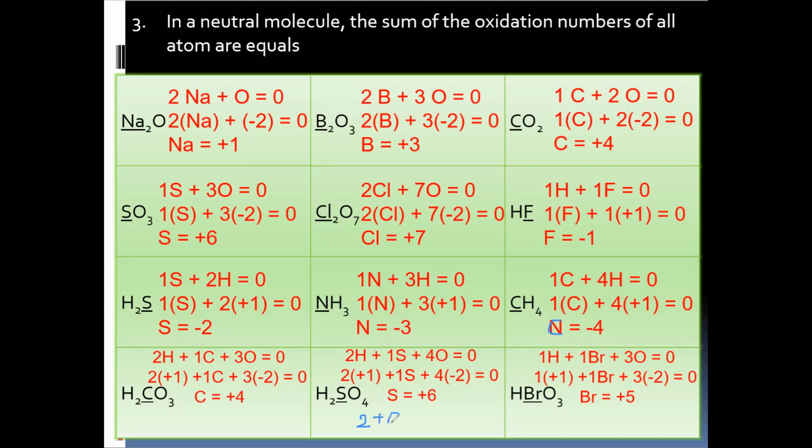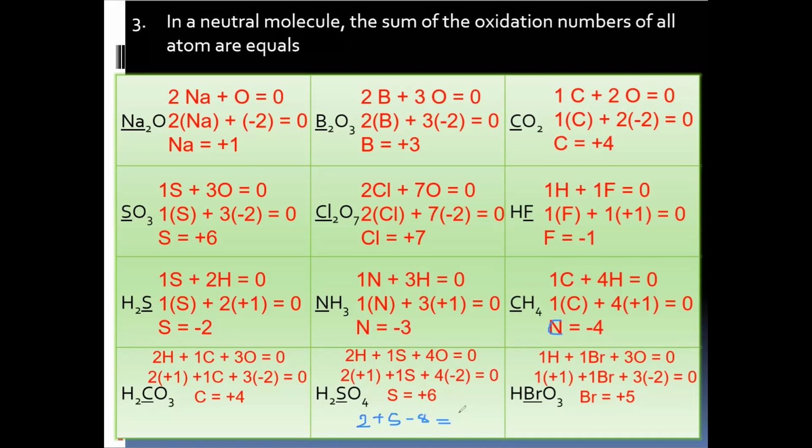plus sulfur, 1 sulfur, which is just sulfur here now, so that's S, 4 times minus 2 is minus 8. Minus times plus is minus, so this is minus 8, which is all equal to 0.